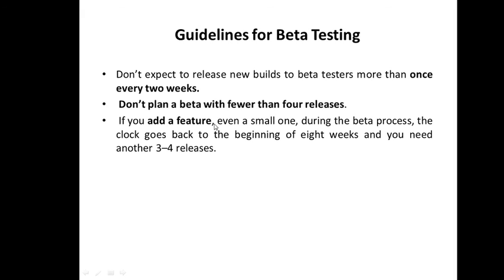If you add a feature, even a small one, during the beta process, the clock goes back to the beginning of 8 weeks. And you need another 3 to 4 releases for that. So try to avoid the changes during the beta phase. Once you are ready with everything, then only allow it to enter into beta version.